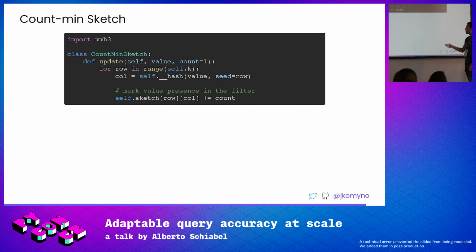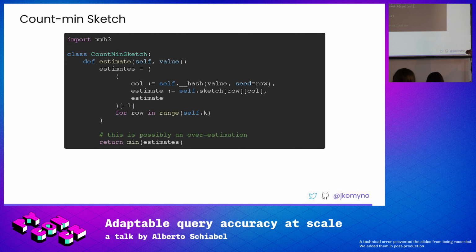For performing updates, again, k times you perform an operation. You select the column by applying the i-th hash function, or h row, in this case, hash function. And then you select the position at the row and column and just increment it by the count you were given as an input. And to estimate, this is a little bit more interesting.